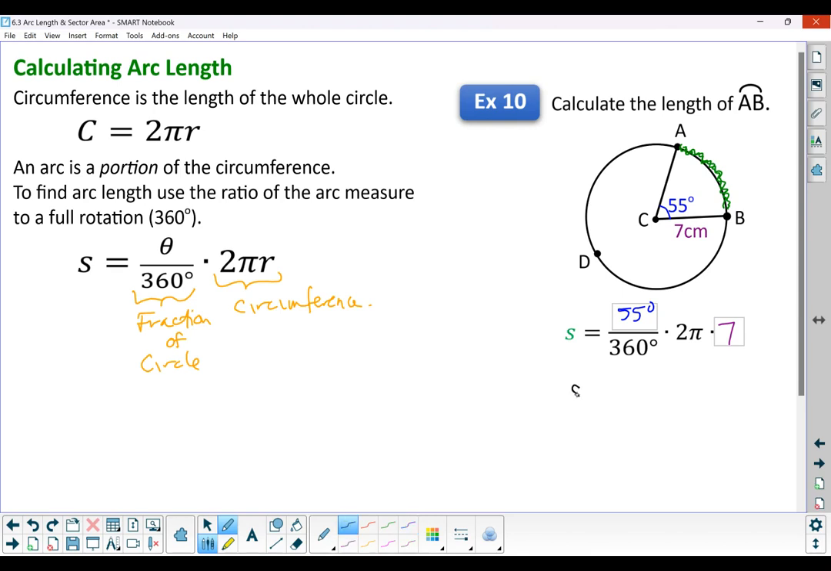If we keep that exact, it's 77 pi over 36. If we get that as a decimal, that's 6.72. And that would be centimeters.